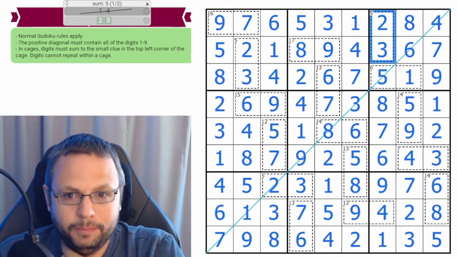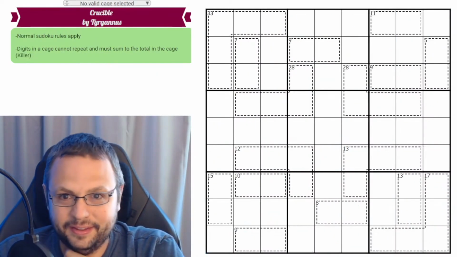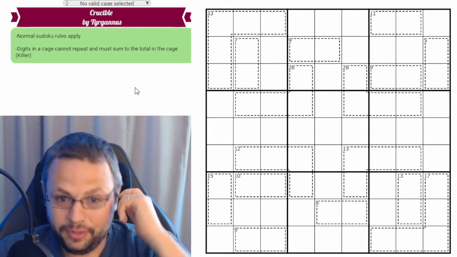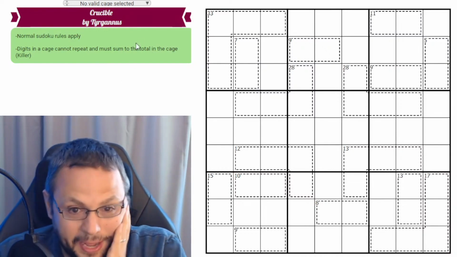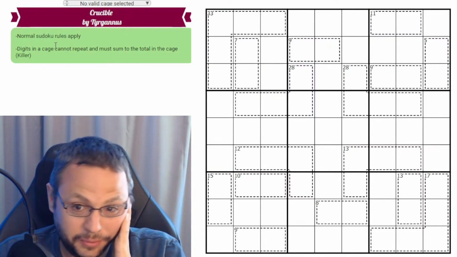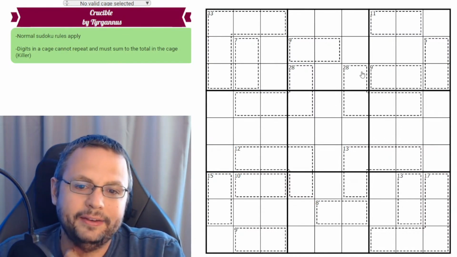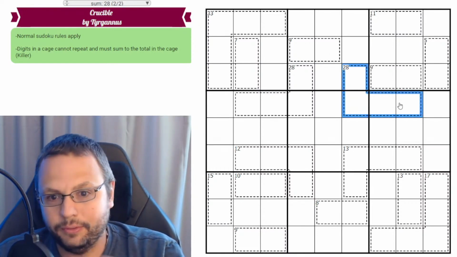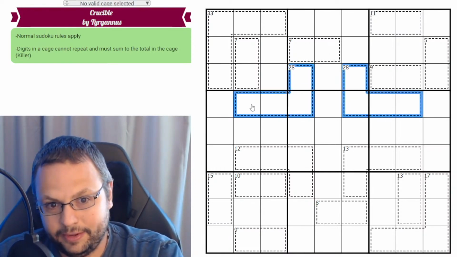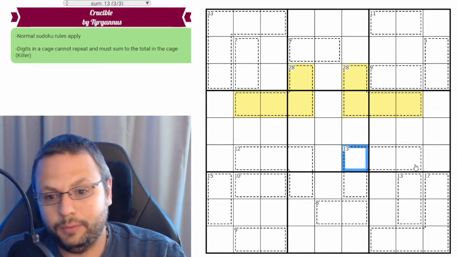Last up for the tutorial, but far from last up for the stream. Let's do the puzzle Crucible by Tyrgannus, who is another setter who is very famous for killers. And I see right away, looking at this grid, these two incredibly sus 28 cages as well.